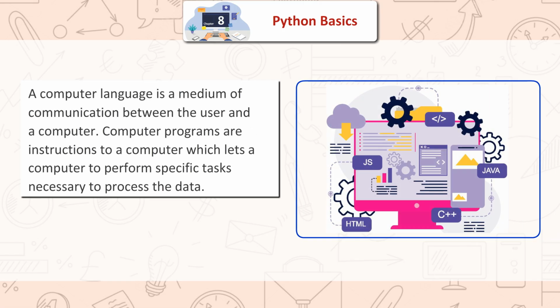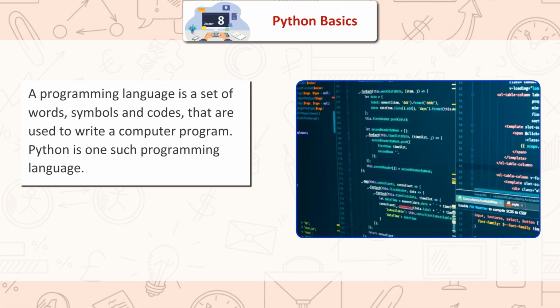A computer language is a medium of communication between the user and a computer. Computer programs are instructions to a computer which lets a computer perform specific tasks necessary to process the data. A programming language is a set of words, symbols and codes that are used to write a computer program. Python is one such programming language.